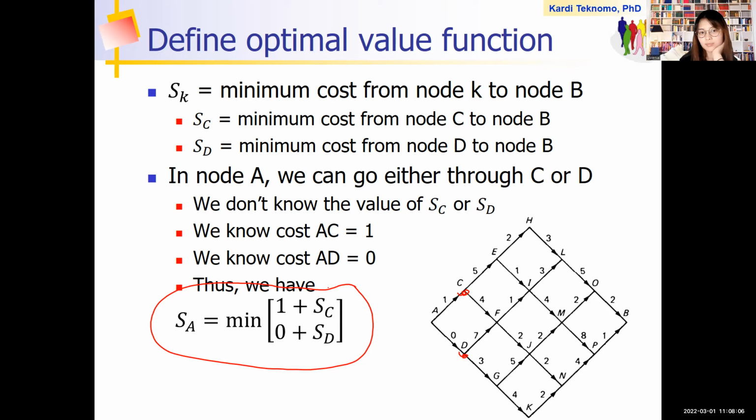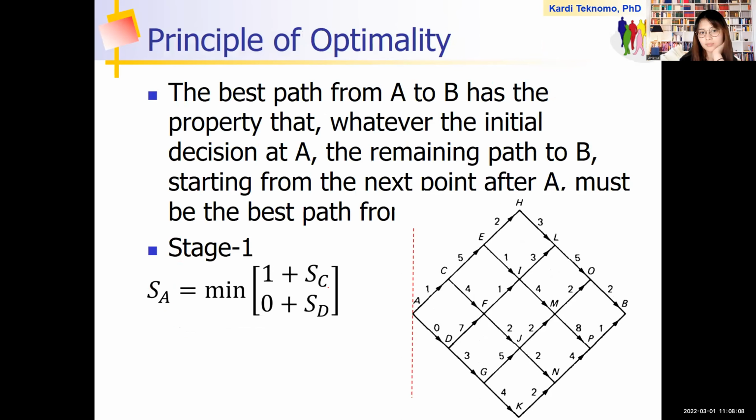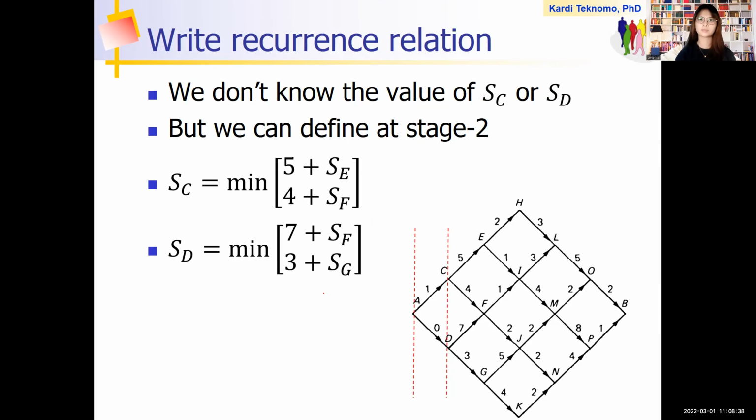So let's go a little bit further. This is based on what is called the principle of optimality again. The best path from A to B has the property that whatever the initial decision at A, the remaining path to B, starting from the next point after A, which is C or D, would be the best path. So that's why we have this value. Next, what is next?